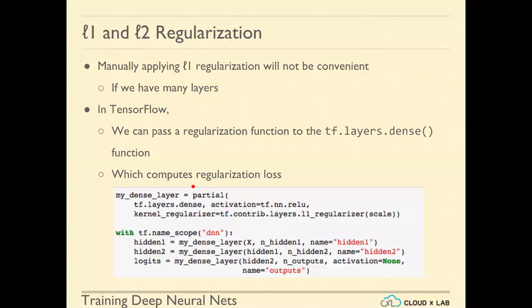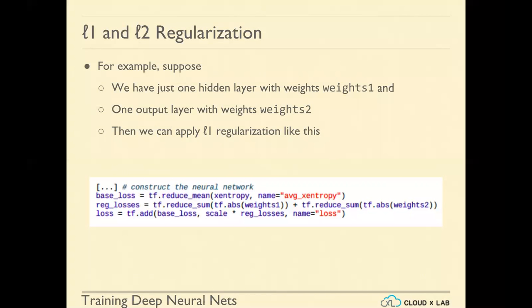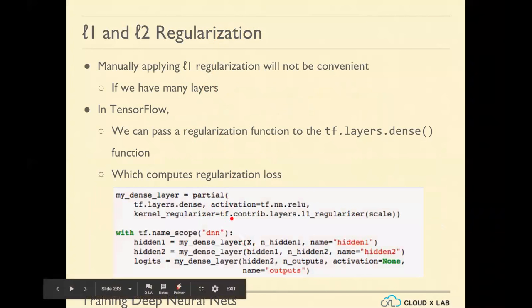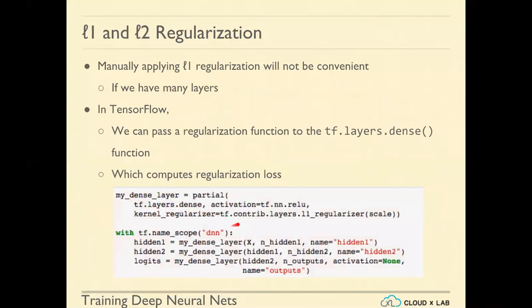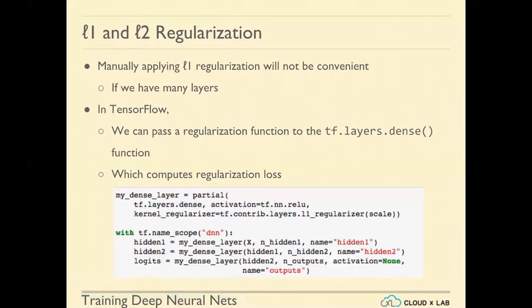Now, the first way was that we computed the losses by ourselves. The second one is just by adding one more argument. Instead of using the base function for computing the dense layer, we created our own function here, and everywhere we added one more attribute. So in TensorFlow, we can pass a regularization function to tf.layers.dense by the name of kernel_regularizer.